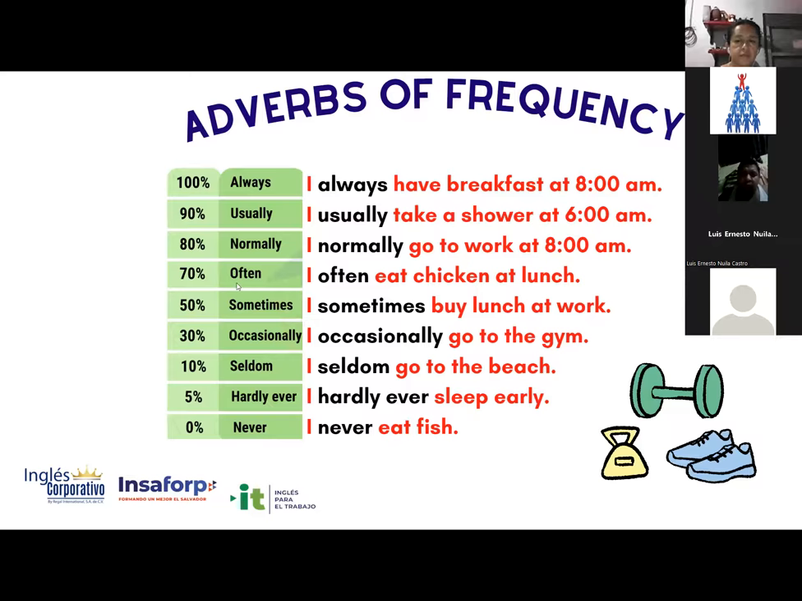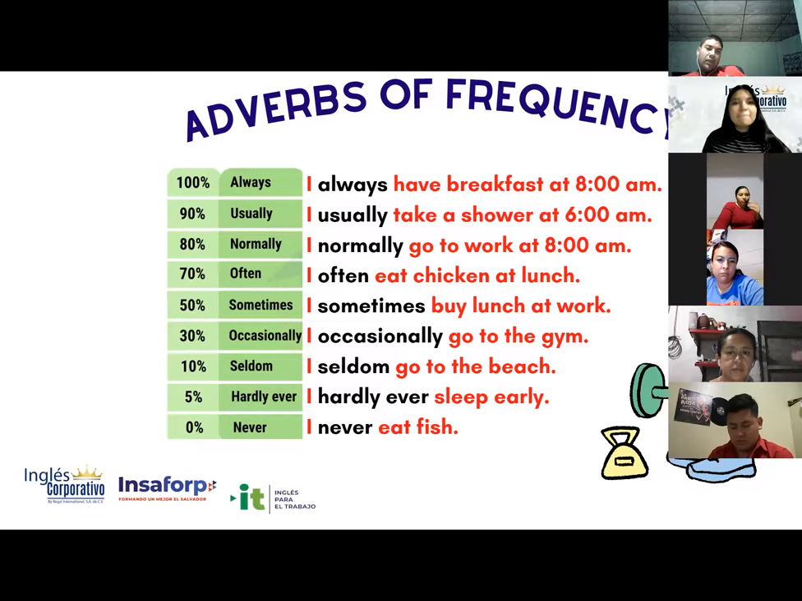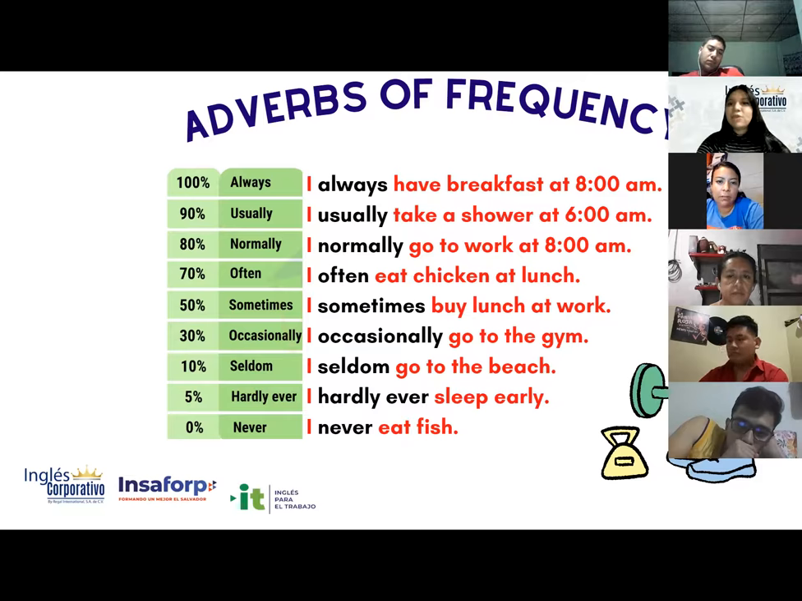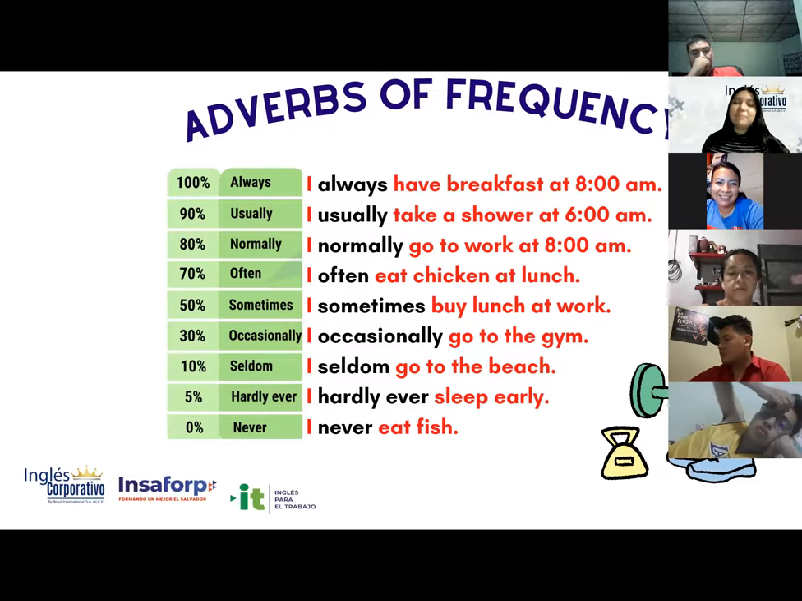Okay, so usually, 90%. Tell me something that you usually do. I usually sleep? No, shave. Oh, okay. Normally, 80%. Tell me something that you normally do. I normally go to home every day. Oh, I normally go home. Go home. No, because every day, then it would be always. Okay. All right. Very good.